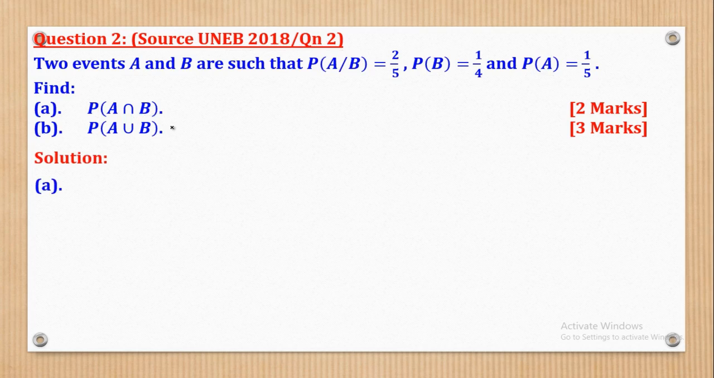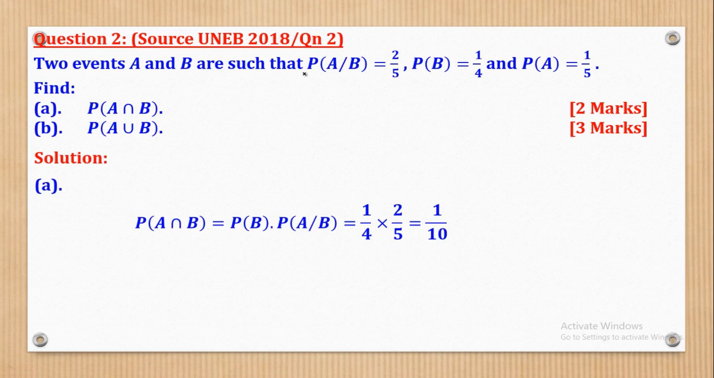So you start with part A, where they want probability of A intersection B. The good thing is that we know the probability of A given B, and this means that B has already occurred. Since we have probability of B, we can get probability of A intersection B from probability of B multiplied by probability of A given B. So always remember, what has already occurred is what we put here.